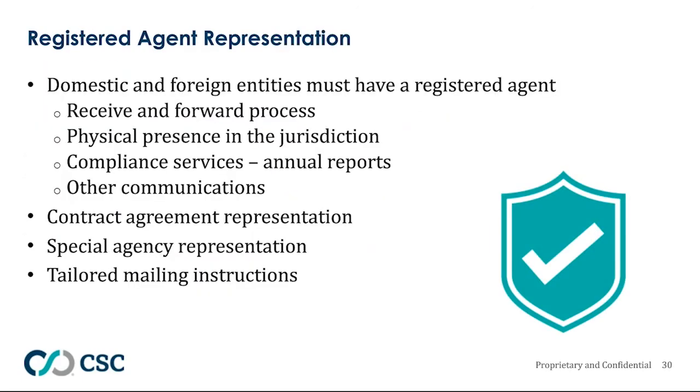Registered agent representation. Registered agent forwards any service of process, compliance notices, such as annual reports or tax notices, from the Secretary of State. Another way CSC can act as agent is through a contract agency representation. That is an agreement such as a loan between a bank and a foreign corporation that does not have a U.S. domestic presence.